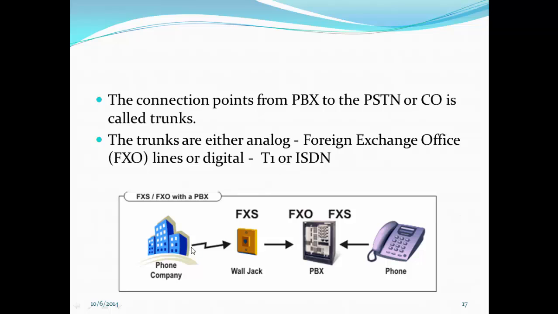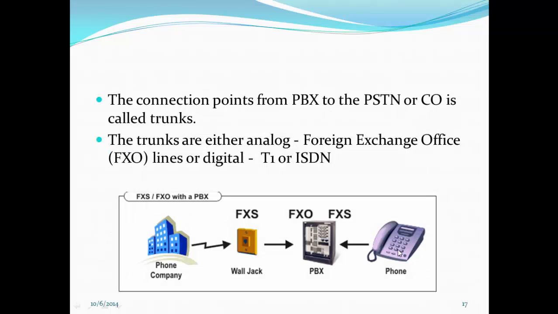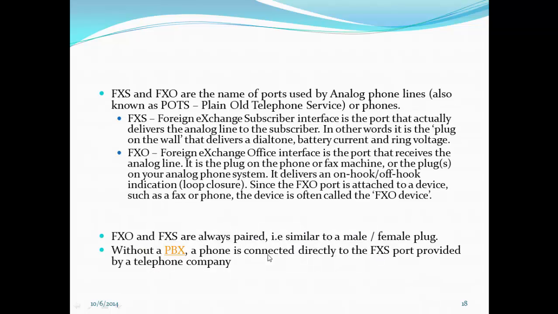Here is the example from the phone company to the organization. This is called the FXS. The FXO is a foreign exchange office interface. It is the port that receives, remember the keyword here, receives the analog line. It is the plug on the phone or machine, or the plug on your analog system. It delivers an on-hook and off-hook indication. If you see from here, your phone that is connected to the wall jack is called FXO. Without the PBX system, a phone is connected directly to the FXO port provided by the telephone company.